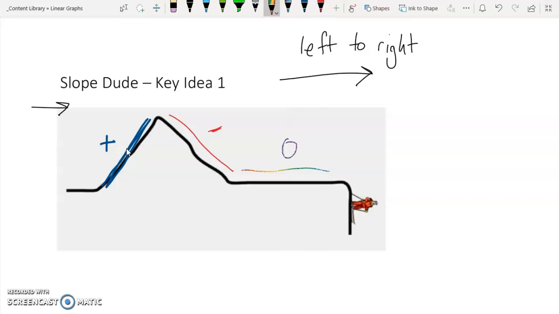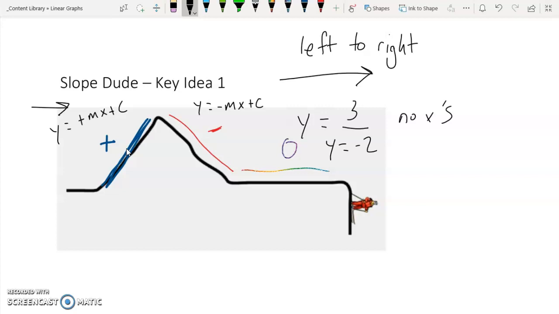Next part, zero gradient. This type of equation would have the form y equals something, and no x's. This one here would be y equals positive mx plus c. This one here would be y equals negative mx plus c. This one would just be y equals 3, y equals minus 2, etc. There's no x's in those ones.